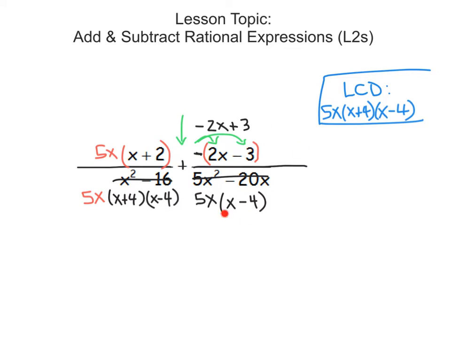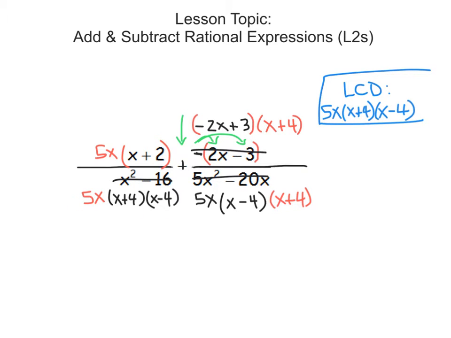I need to do the same thing over here. I have 5x and x minus 4. I'm missing the x plus 4 factor, so I'm going to put an x plus 4 in the denominator, and I then need to multiply the numerator by x plus 4 as well. Now remember, we changed this to negative 2x plus 3. If I put that x plus 4 next to it, I should also put parentheses around my negative 2x plus 3.